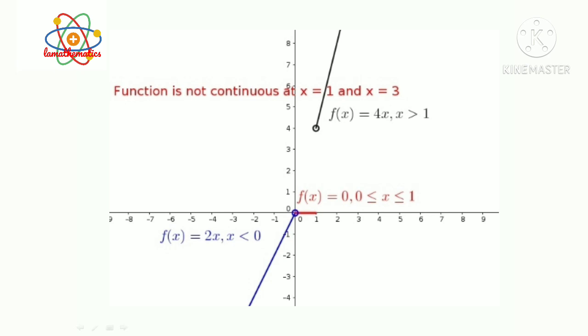But at the point 1, they are not equal. That is, discontinuous at x equal to 1. Hence, x equal to 1 is the only point of discontinuity.